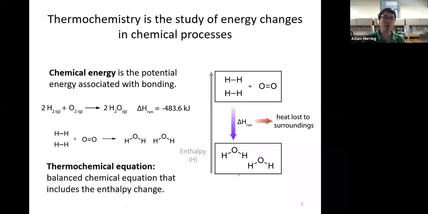A thermochemical equation is simply a balanced chemical equation which incorporates that enthalpy change. So if we were to initially ignore any energy associated with a chemical reaction, that's just a regular balanced chemical equation. Once we consider the energy change involved, we now call that a thermochemical equation.